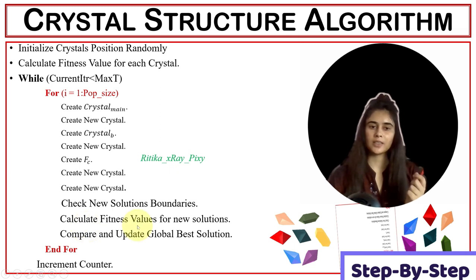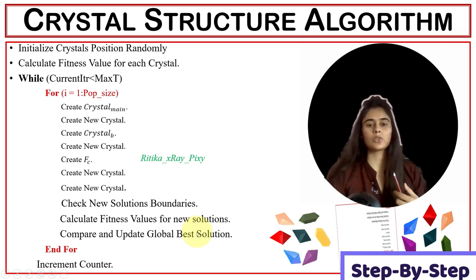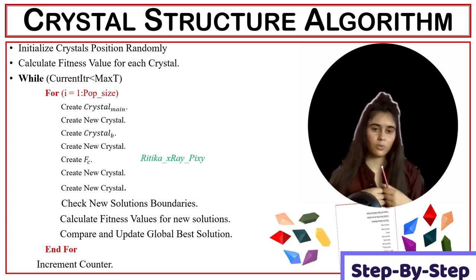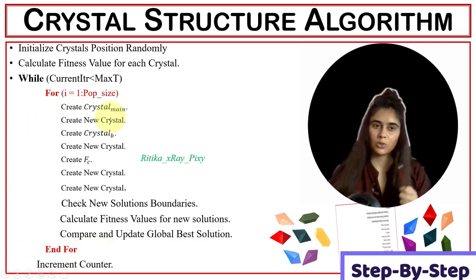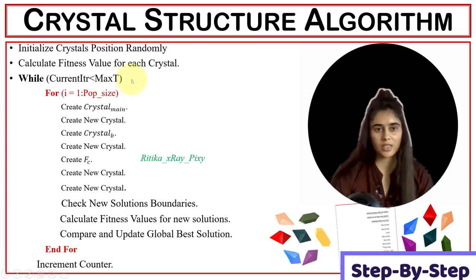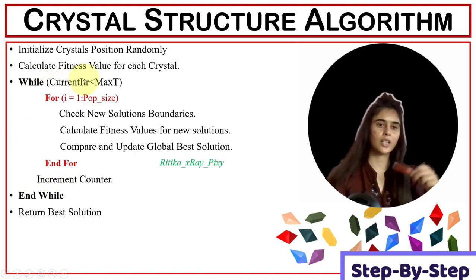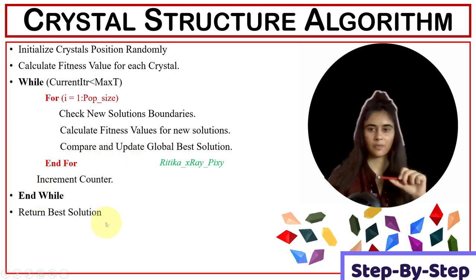After that we will apply the objective function to calculate the fitness value for the new solutions. Fitness value for the new solutions is calculated. We will do a comparison. Here we will compare the older solutions with the new solutions, rank them from best to worst, and update the global best solution. We will repeat this loop until the stopping condition, that is the current iteration less than the maximum iteration. When the stopping condition is met, we will stop, and we will increment the counter. Again, we will check whether the next iteration is less than the maximum iteration or not. Repeat the loop until the stopping condition is met, and once it is met, we will return the best solution.